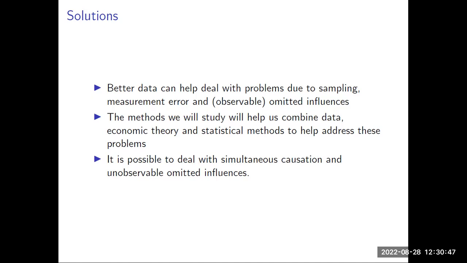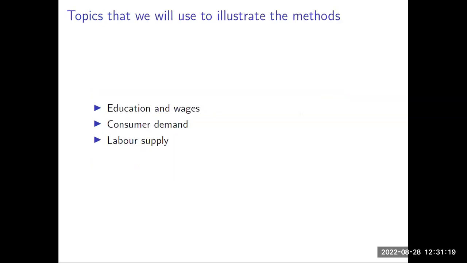So it is possible to deal with simultaneous causation and unobservable omitted influences. And that's what we are going to learn: how you can combine economic theory, statistical methods, and mathematical tools to solve these kinds of problems and study behaviors particularly related to economics, all right? So economic behaviors are studied through the linkage of statistics, mathematics, and econometrics, and that helps you understand what exactly is happening.